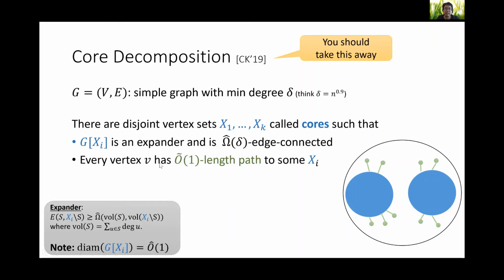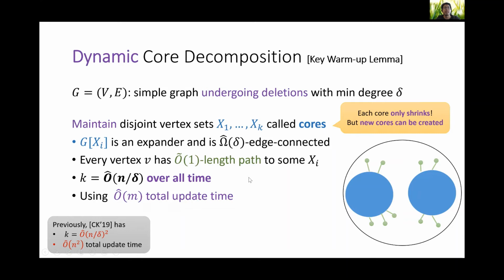The next thing is that for any vertex that is not in any core, it must still be close to some core. There is a short path of length polylog from any vertex V to some core. Moreover, the last thing is that there are few number of cores. So what it says basically is that given a graph with high degree, there are few parts of the graph which we call cores. That is, there are few number of them, and every vertex that is not in a core is still close to this core.